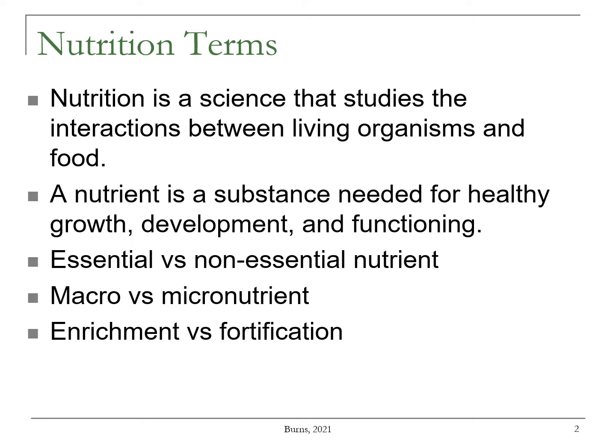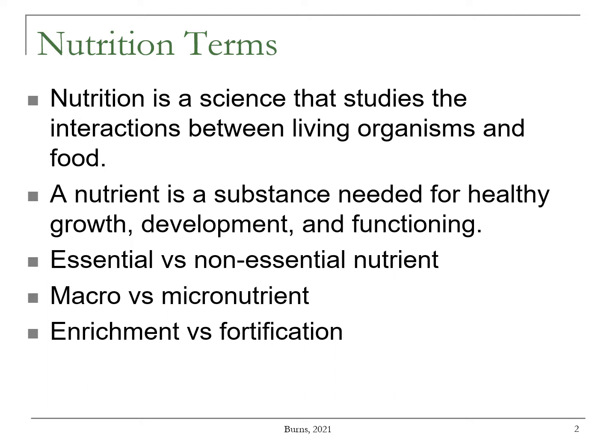First, we have an essential nutrient versus a non-essential nutrient. Essential nutrients must be provided by the diet, so the foods that we consume, whereas non-essential nutrients can be made by the body. Therefore, we don't have to get them from the foods that we eat because our body can make them. To date, humans need more than 45 different essential nutrients.